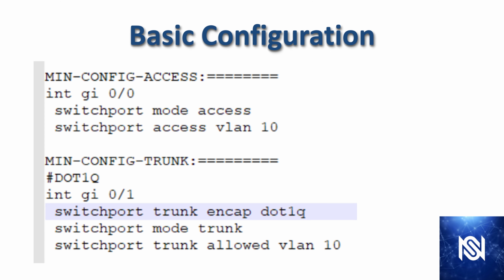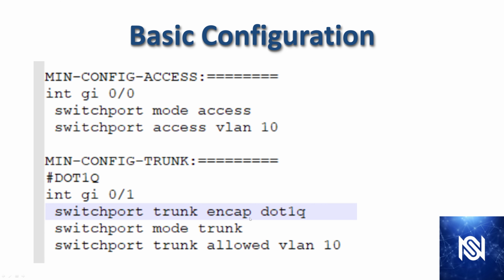These are really the only commands that you would need to get both an access port up and running and a trunk port up and running. For the access port, you just need to declare it switchport mode access. This makes it an access port. And then switchport access VLAN 10 assigns that port to VLAN 10.